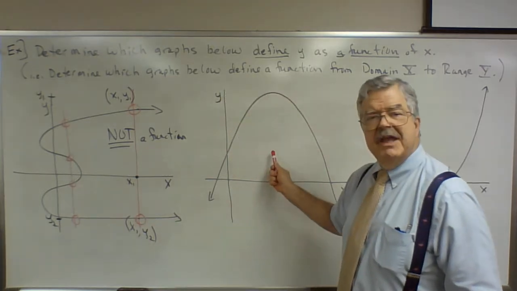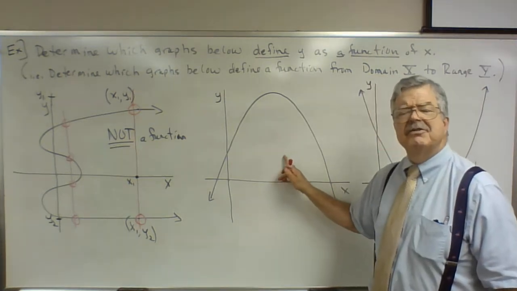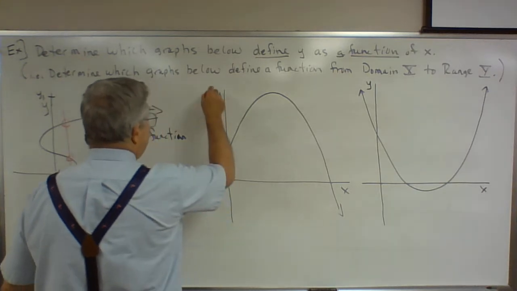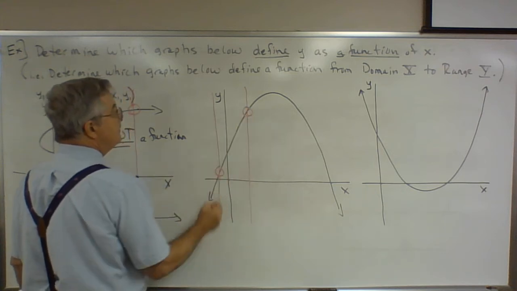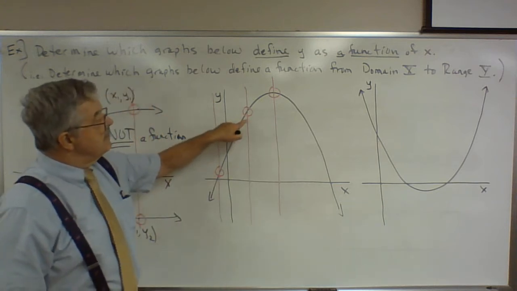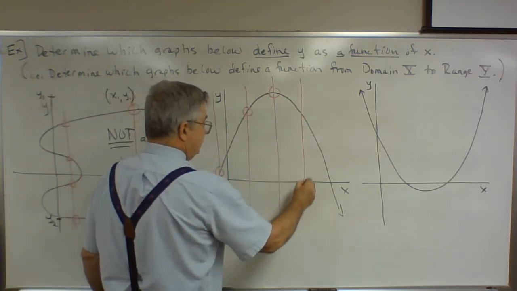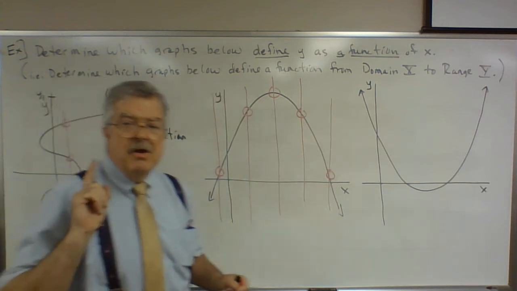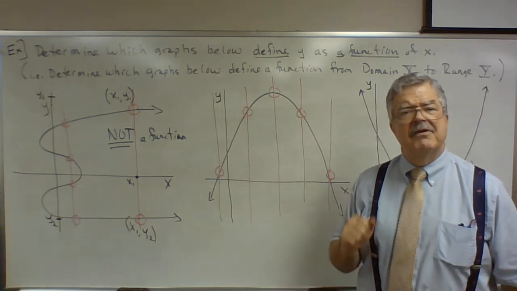Now let's apply that same criterion to this graph. Can I draw a vertical line that intersects this graph at more than one point? Let me try. I'll draw a vertical line here. I'll draw a vertical line there. I'll draw a vertical line there. So far, every vertical line only intersects the graph at one point, and it doesn't change. 1 point, 1 point. No matter where we draw a vertical line, it doesn't intersect the graph at more than 1 point.